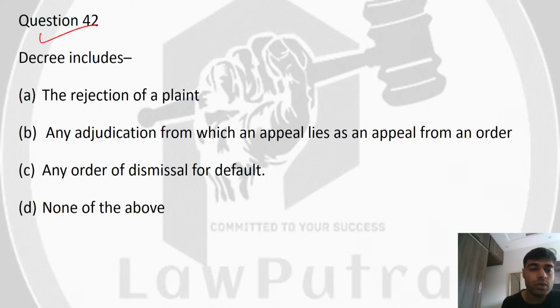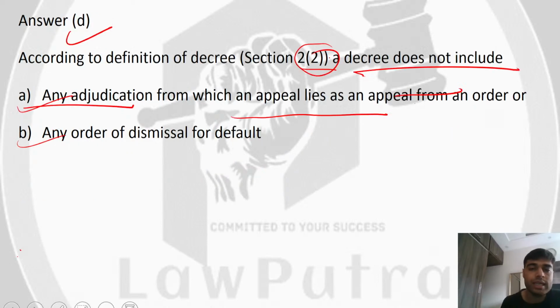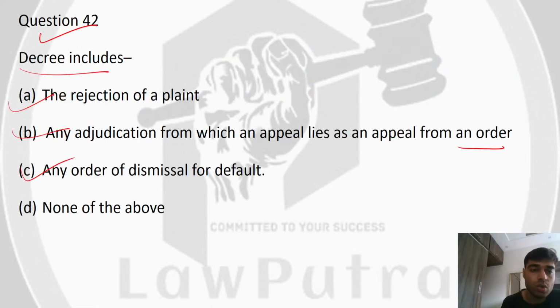Again, question number 42. Decree includes rejection of plaint, any adjudication from which an appeal lies as an appeal from an order, or an order of dismissal for default. Just now, we studied that a decree does not include an adjudication from which an appeal lies, or an order of dismissal of suit. So these two are automatically eliminated, because here they ask what it includes. So the remaining answer is the rejection of plaint.